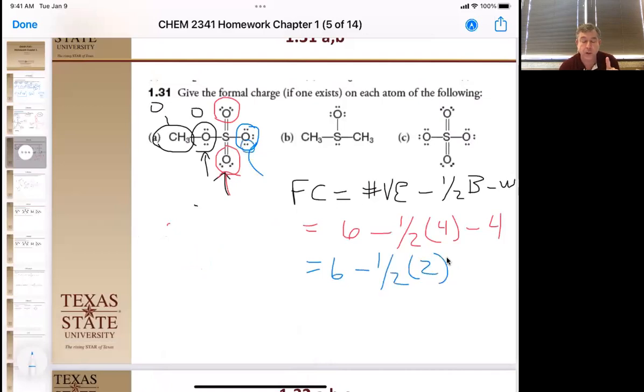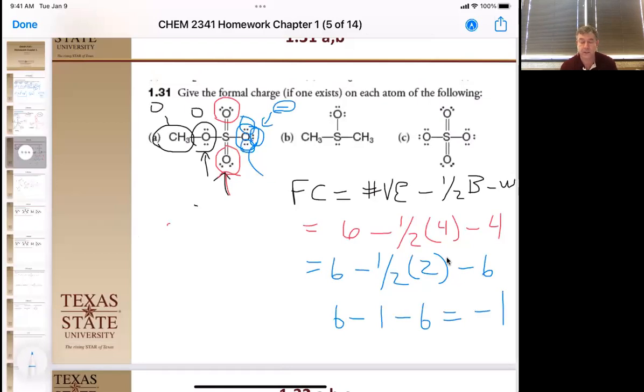And notice we have 3 pairs of electrons. So that's going to be minus 6, because we have 3 pairs of electrons. So we have 6 minus 1/2 of 2 is 1, minus 6 gives us a total charge of minus 1. So that means there's a minus 1 on this oxygen.